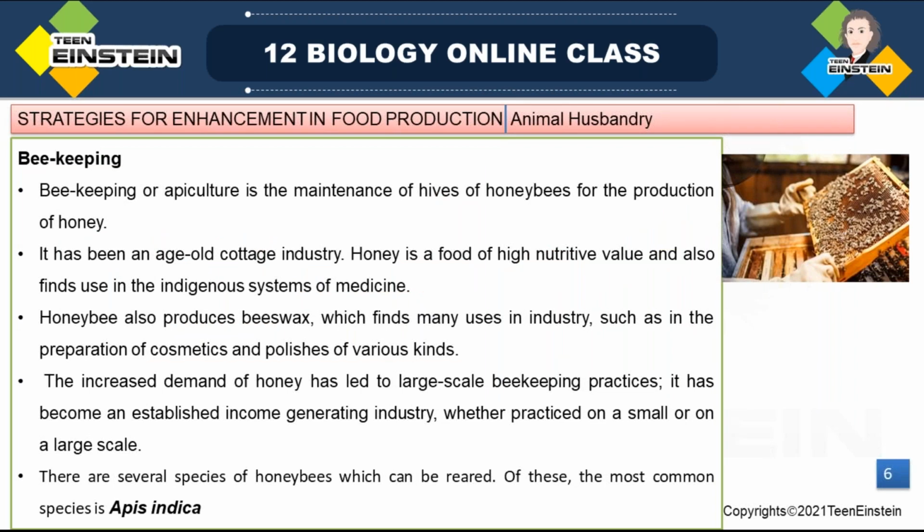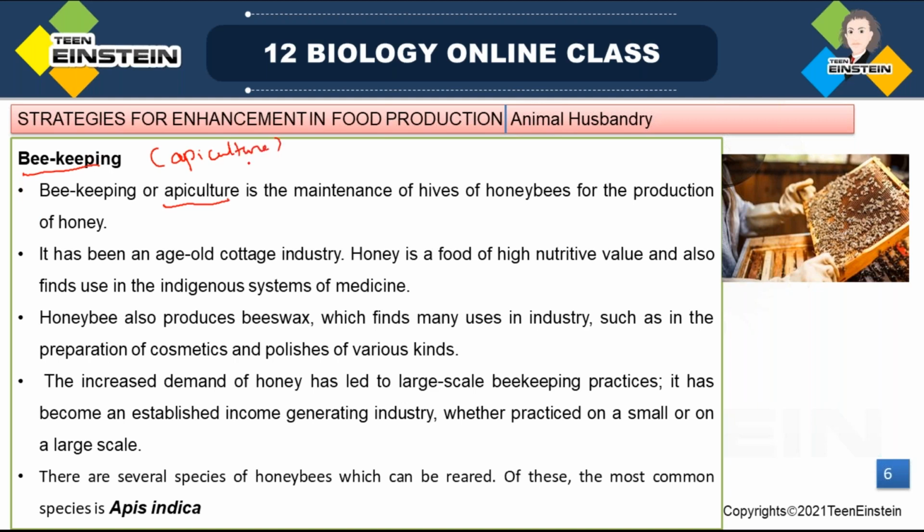Okay, next one is beekeeping. Now we have learned how they apply this technology in cattle. Next, in bees, for beekeeping, how are new technologies applied? So beekeeping or apiculture. Beekeeping is also called apiculture.